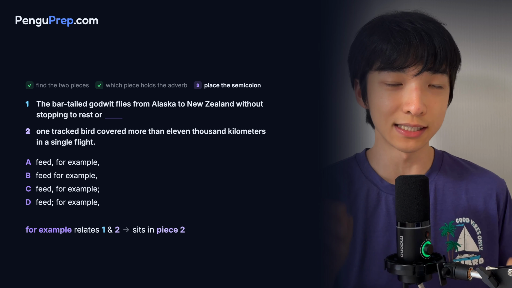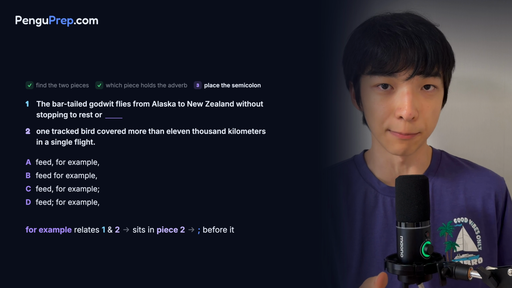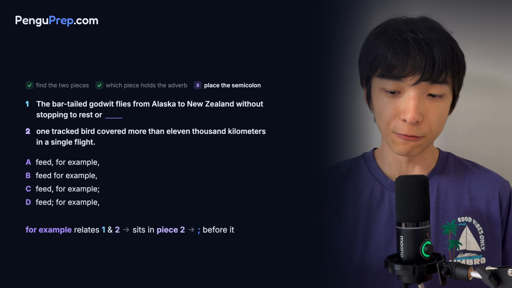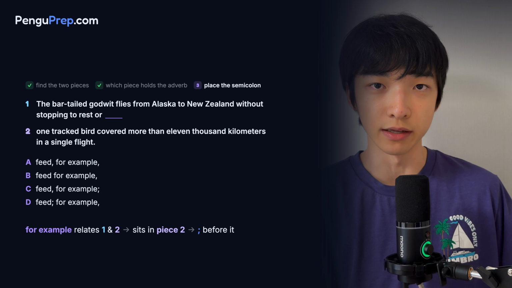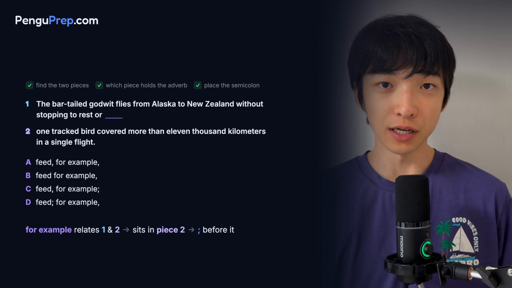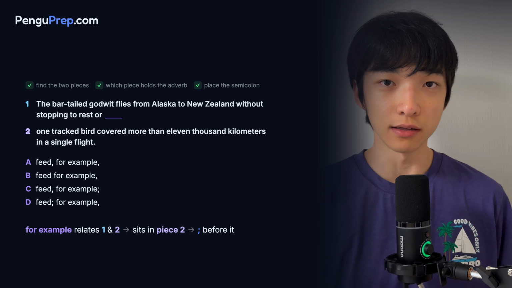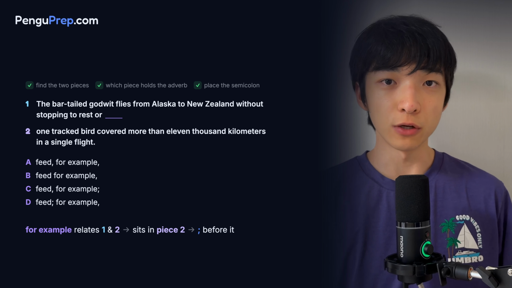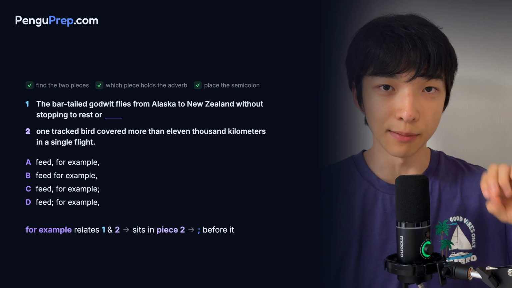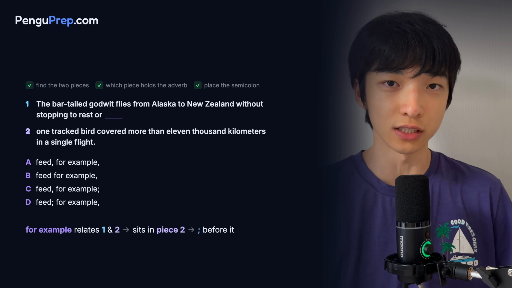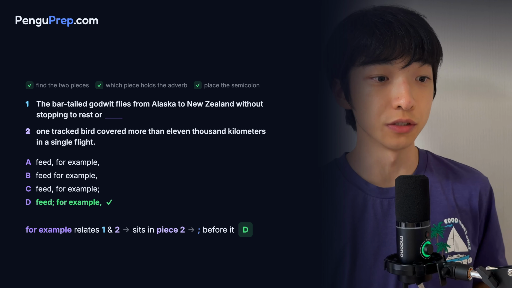In step 2, we said that the for example needs to be in piece 2. For that to happen, the semicolon needs to be before for example. If we place it after for example, then for example gets included in piece 1. So it needs to be before. Now looking through the options, the only possibilities are semicolon comma or comma semicolon, but we ruled out comma semicolon because the semicolon needs to be before the conjunctive adverb. So the correct answer is going to be D.